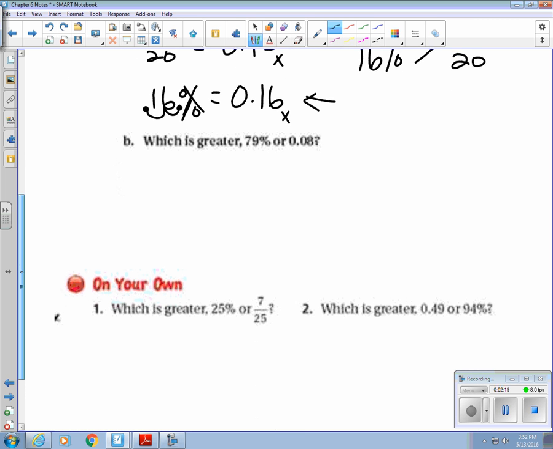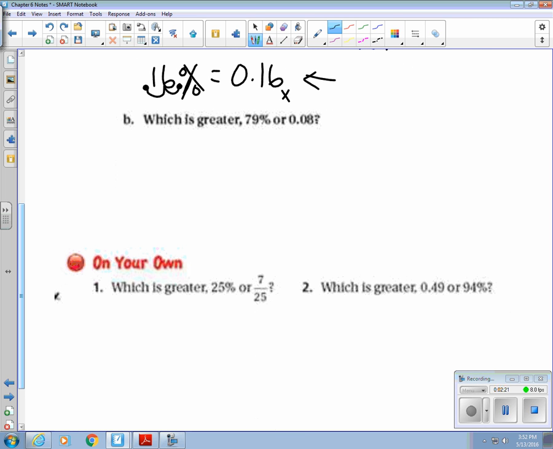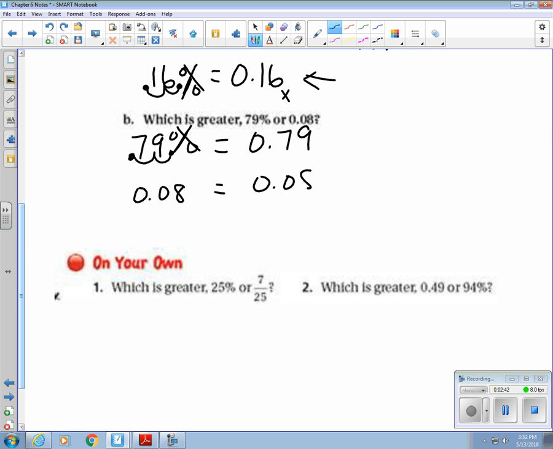All right. Part B, which is greater, 79% or 0.08? Well, I'm going to change them. I'm going to get rid of the percent sign, add a decimal point, move it 2 places to the left, and I end up with 79% is equal to 0.79. 0.08 is already a decimal.